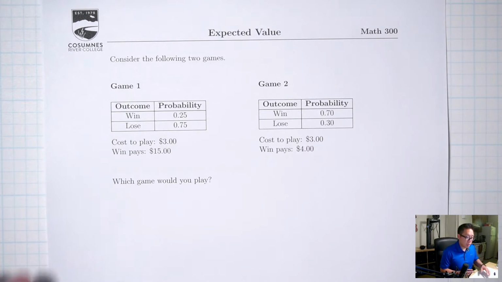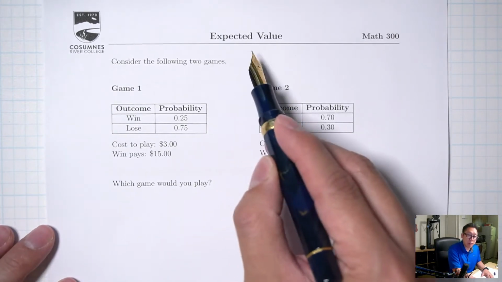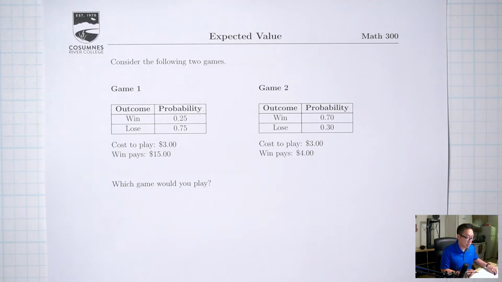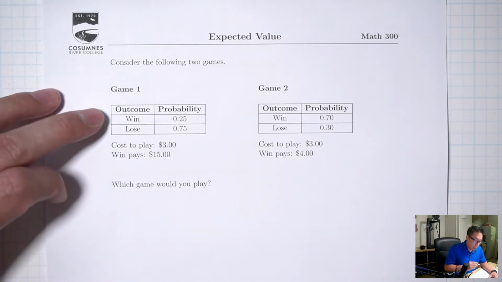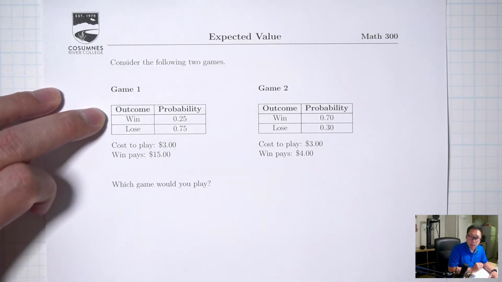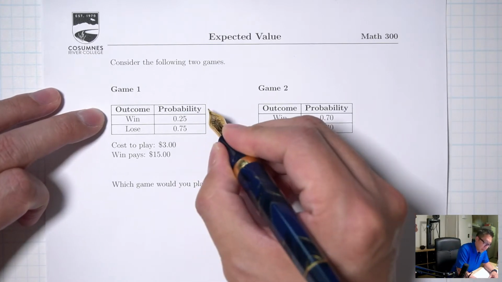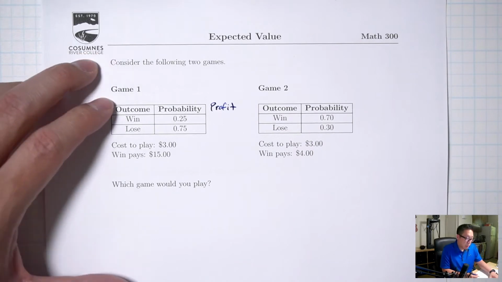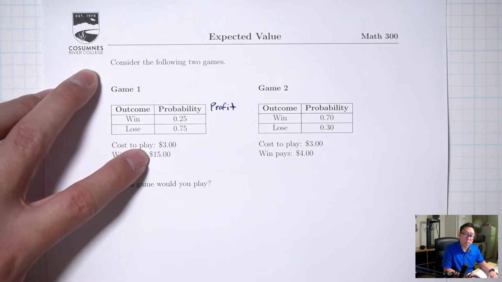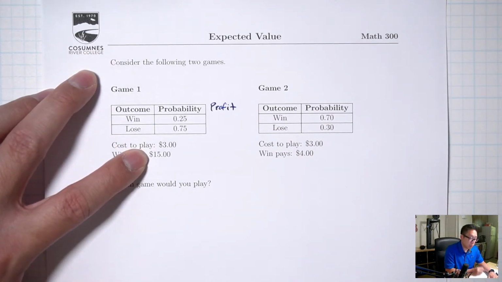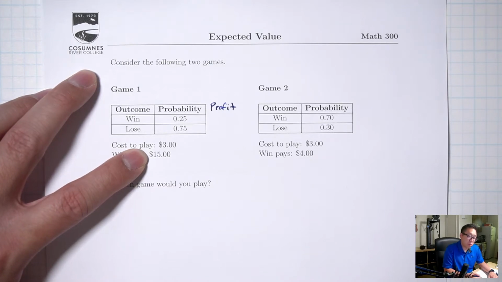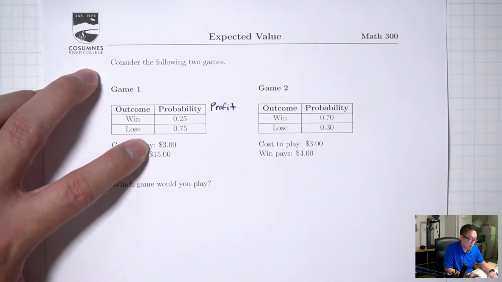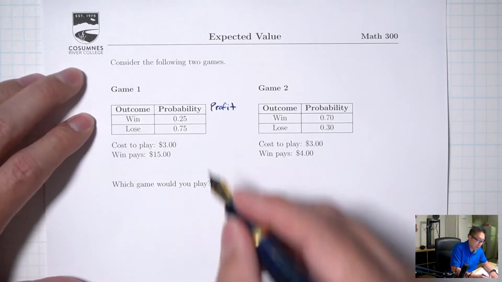So one way to decide is to look at the expected value of each game. So let's talk about how to find expected value. So I need to first write down the profit of winning and losing for each game. So for Game 1, if you win $15, but you have to keep in mind that you paid $3 to play already. So you actually profit $15 minus the $3 that you paid. So you actually profit $12, 15 minus 3.